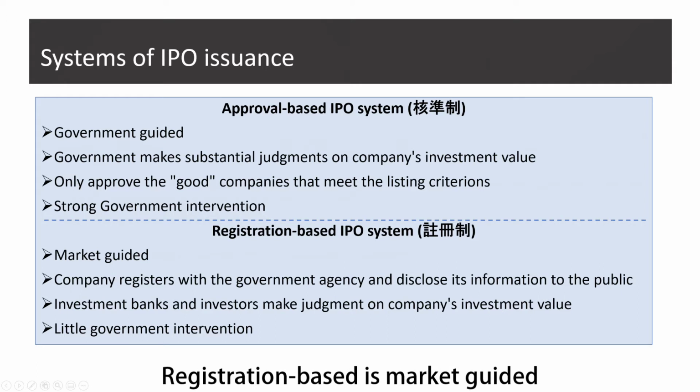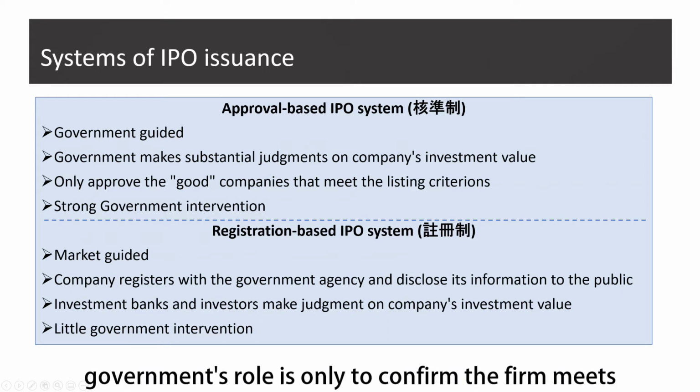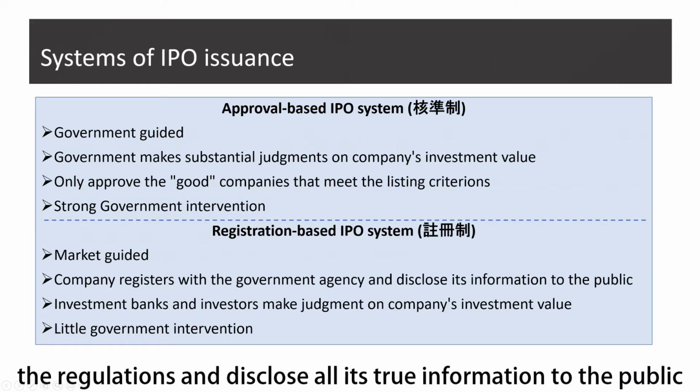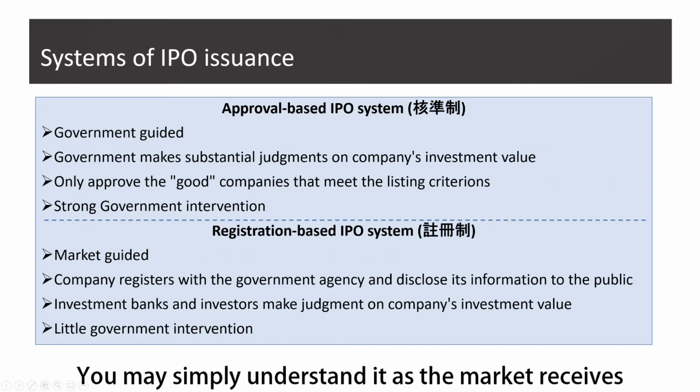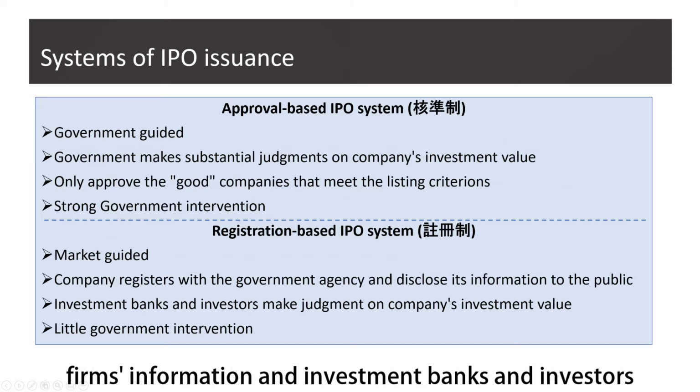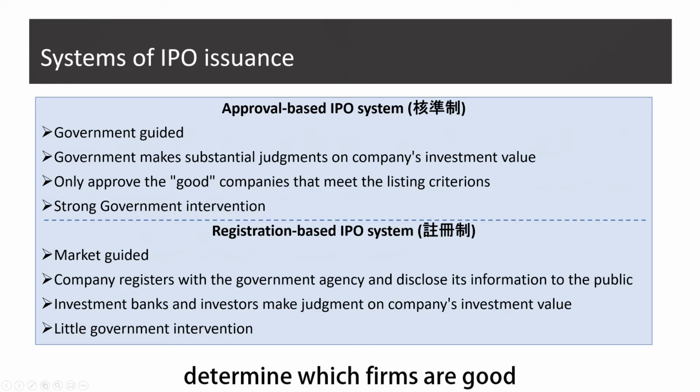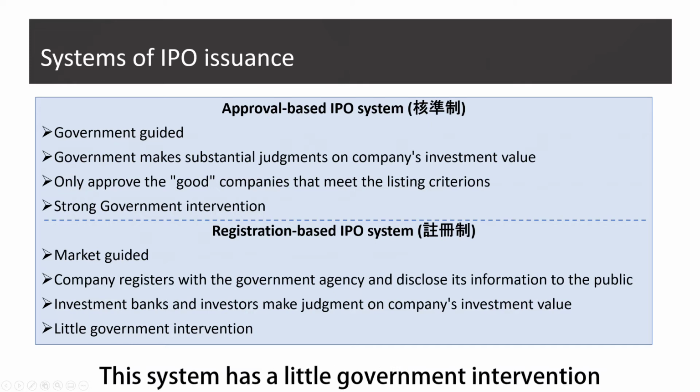Registration-based is market-guided. Government's role is only to confirm the firm meets the regulations and disclose all its true information to the public. You may simply understand it as the market receives firms' information and investment banks and investors determine which firms are good. This system has little government intervention.